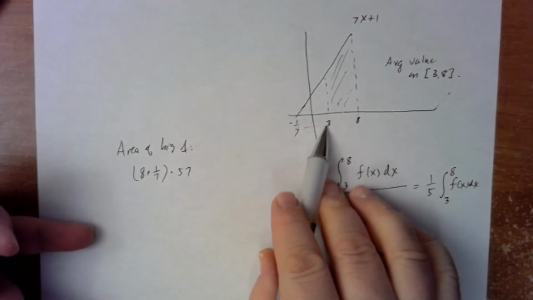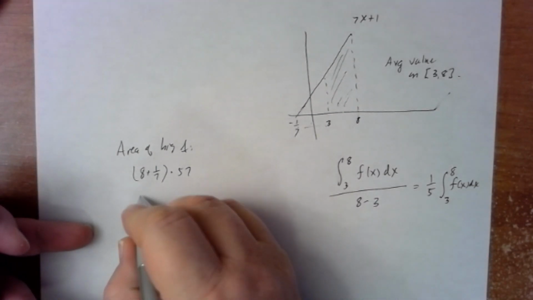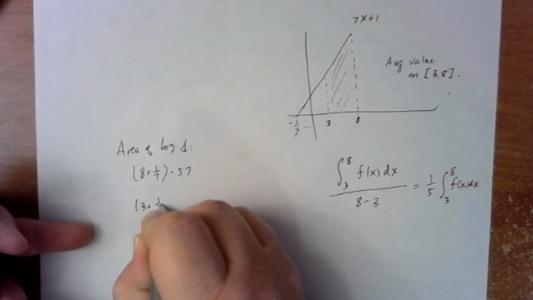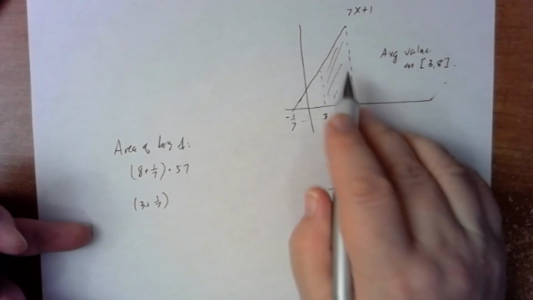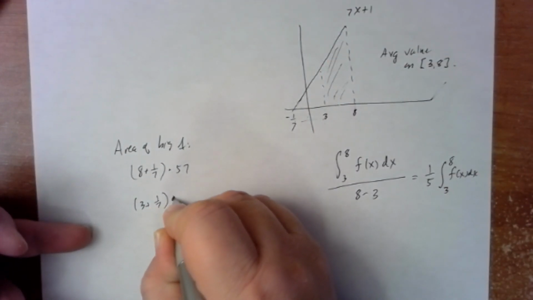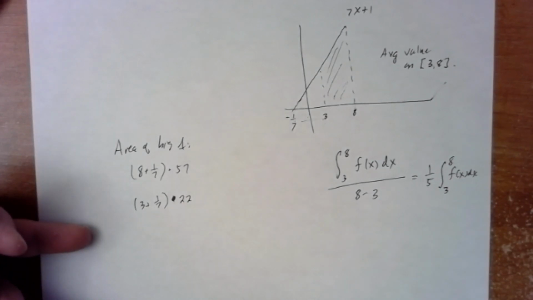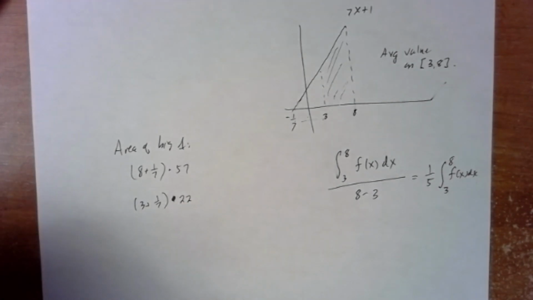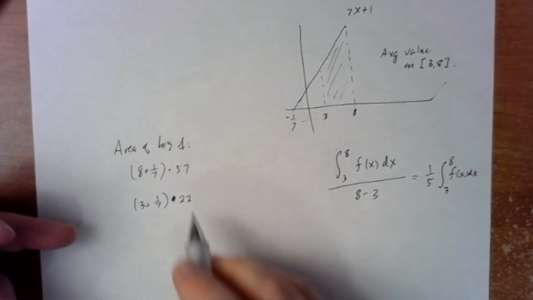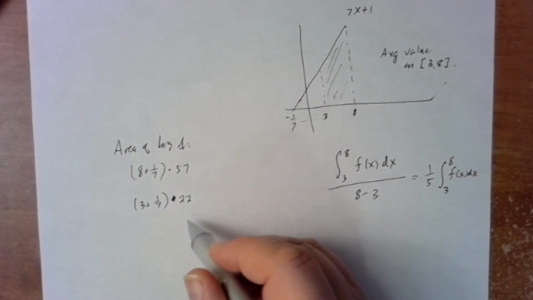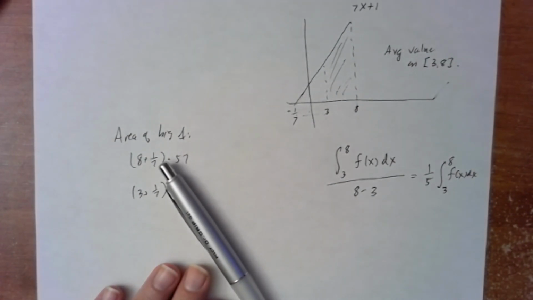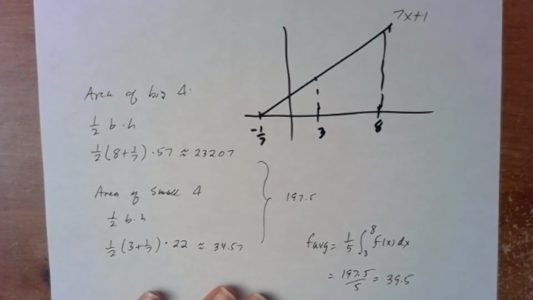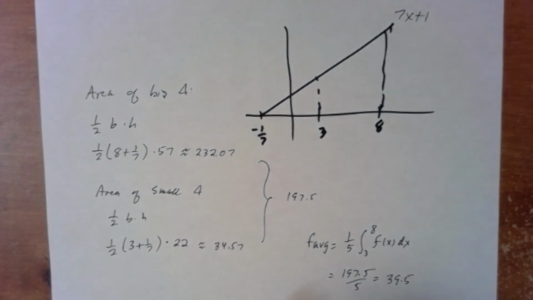And then the area of the small triangle is going to be 3 plus 1/7 times the height. The height is, I'm plugging 3 into this, 21 plus 1, it's 22. Oops, times 22. Good. So then you can just take these areas and subtract them. Good. I'll pause and compute that real quick. Okay. Sorry about switching the graph on you.